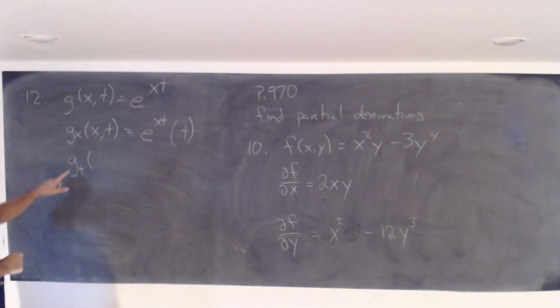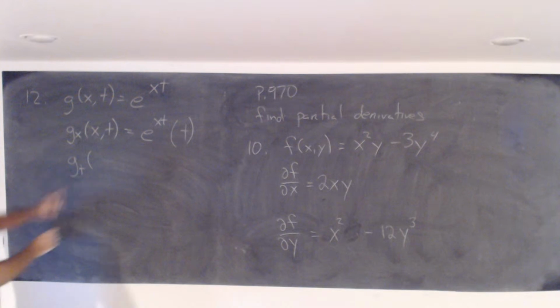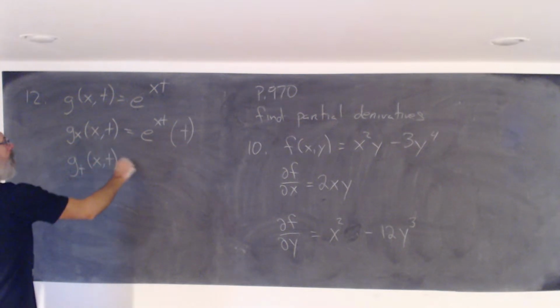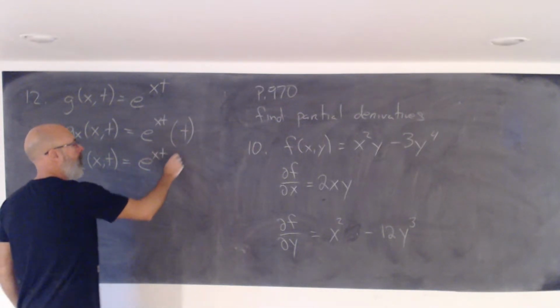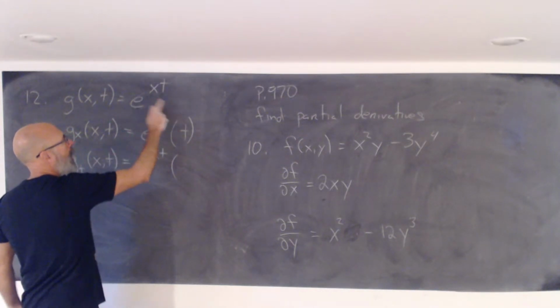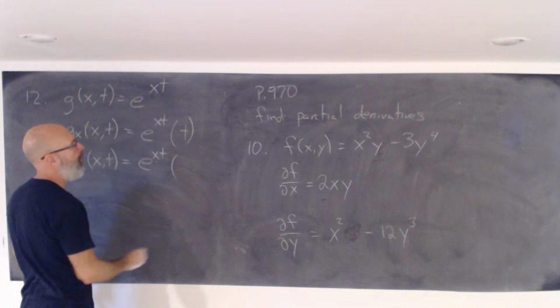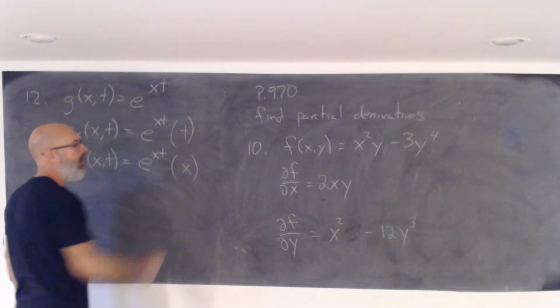Similarly, the derivative of g with respect to t, again an exponential, e to the xt, times the derivative of the inside. This is constant, derivative of t is 1.